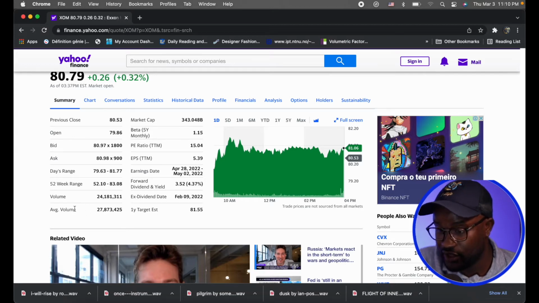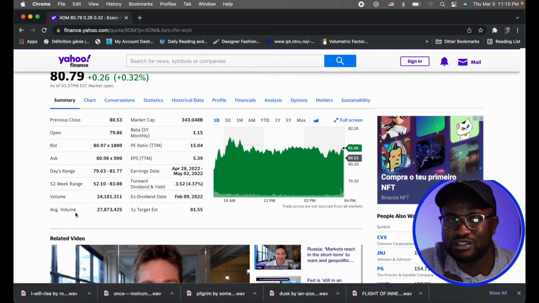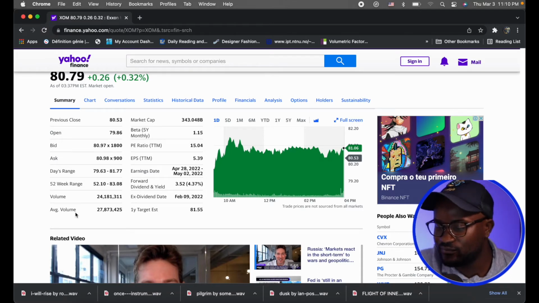If you find some websites where they put average volume with 3M in parentheses, that represents 3 months. So that's the average for those 3 months, right? In our case, this is the yearly average.